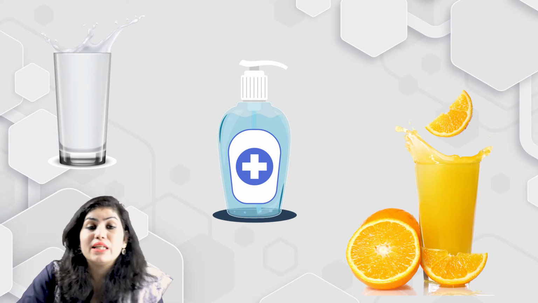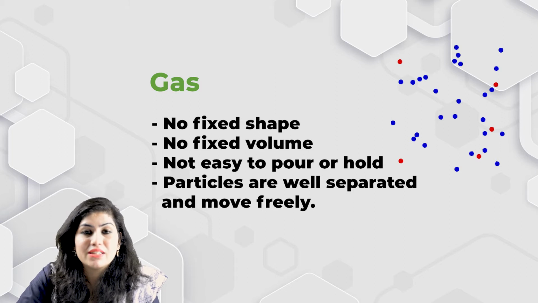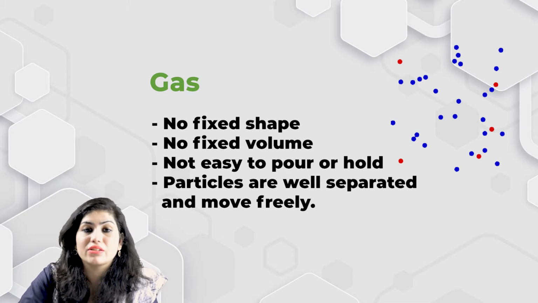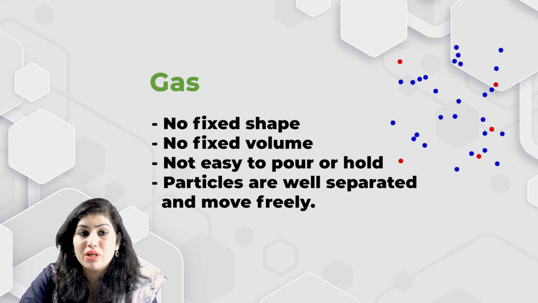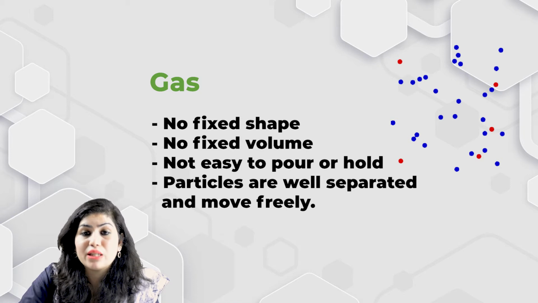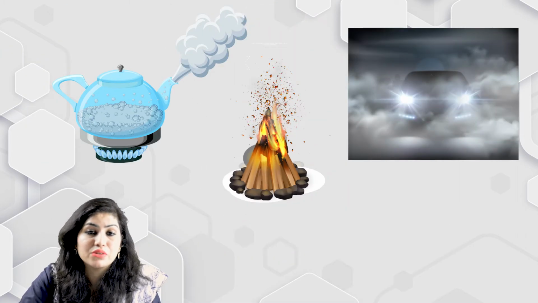Gas. Now just tell me, what do you think? Is there any gas around us? Yes, air. Air is actually a mixture of different gases like oxygen and carbon dioxide. They have no fixed shape or volume. They are not easy to pour or hold. The particles in a gas are well separated and they can move freely. So that's why gases just spread out and fill up any space. Some examples of gases are steam, smoke, fog, or clouds.